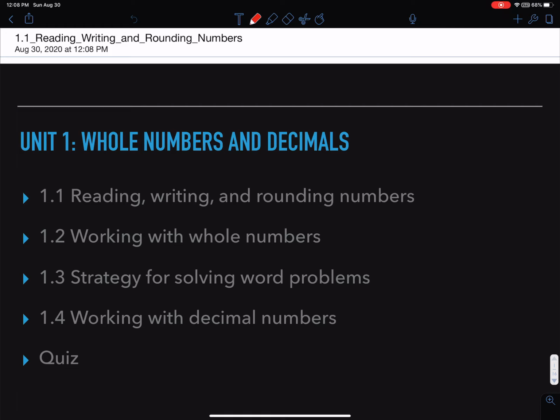So we're going to start in Unit 1, which is whole numbers and decimals. Over the course of this week, we're going to do 1.1, which is reading, writing, and rounding numbers, 1.2, working with whole numbers, 1.3, strategy for solving word problems, 1.4, working with decimal numbers, and then we'll also have a quiz, which will actually be next week.